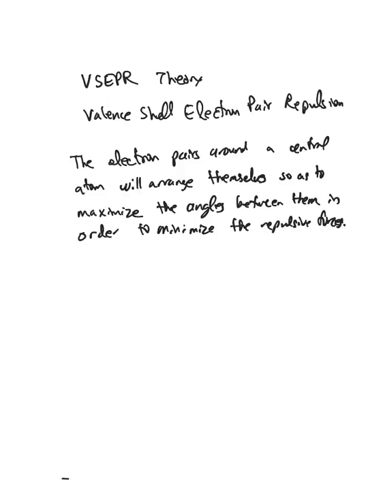That the electron pairs around a central atom will arrange themselves so as to maximize the angles between them in order to minimize the repulsive forces. That's what it's all about. It's not important that you memorize that definition. What's important is that you learn how to use it.